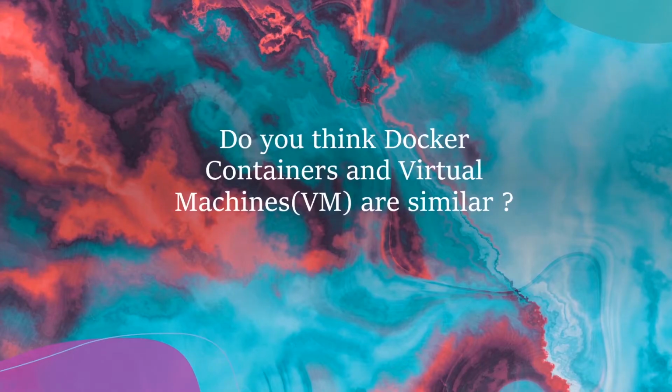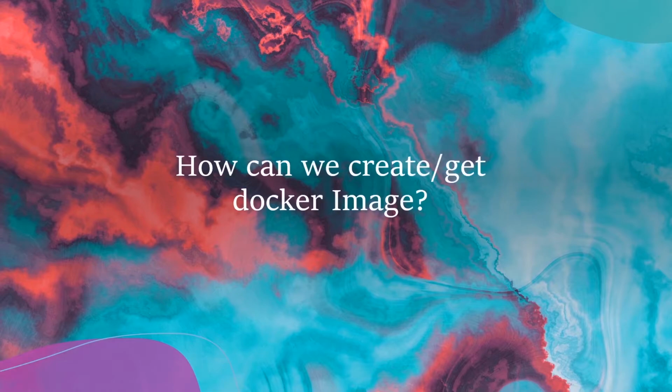Now that we understand what is a Docker image and what is a Docker container, don't you think that Docker containers and VMs are the same, because both are isolated from the host operating system and can have their own file system and can also deploy applications inside of them? Write down what you think in the comments, because we will cover the differences and similarities between them in future videos. Let us look at some of the ways by which we can create or use Docker images.